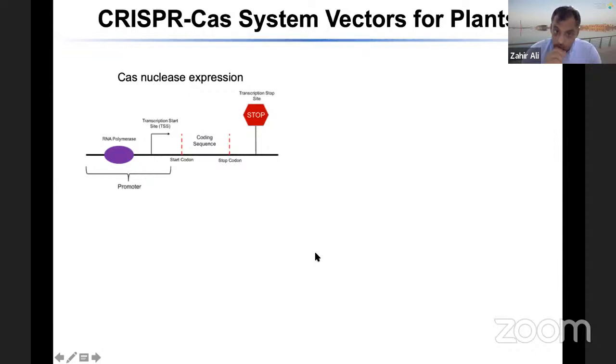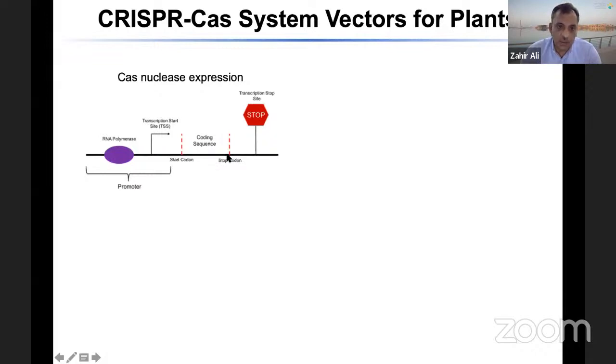The next thing, and these are the basics of how we design the vectors. For the Cas nuclease expression, we need an RNA polymerase, which is basically RNA polymerase II. And this is the promoter sequence. And we need a specific sequence called the 5' UTR. The transcription starts from here, but the protein starts from here. So this sequence gives stability to the protein. Specifically for big proteins, these sequences are important.